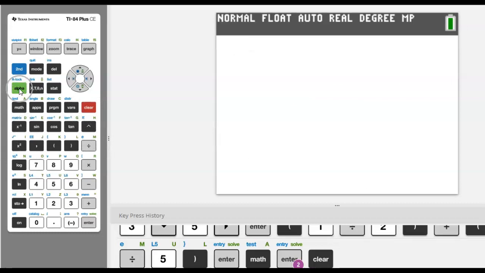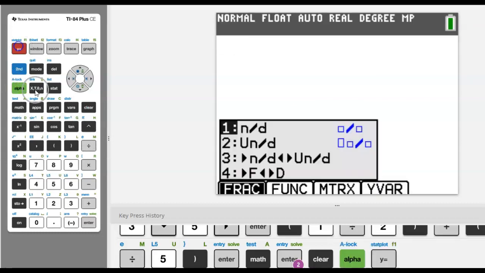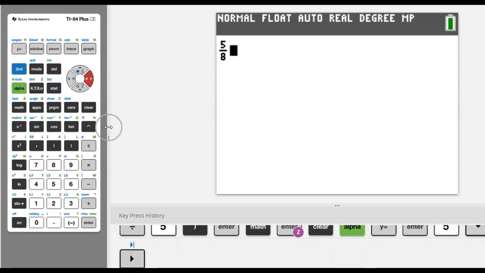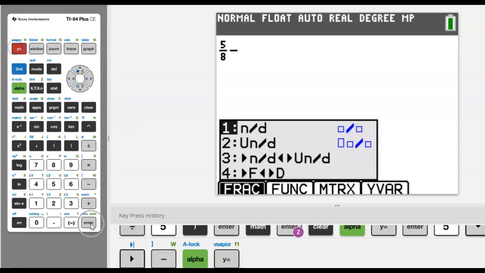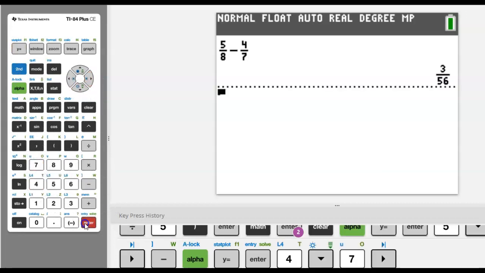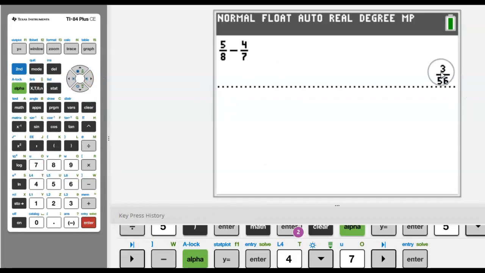So what about if we have, you go to Half Y, enter, and then you have 5/8, and you want to subtract, so minus, Half Y, enter, and then you get your 4/7, and then you enter to get your answer. The calculator has already simplified. The calculator always gives you the simplified form.